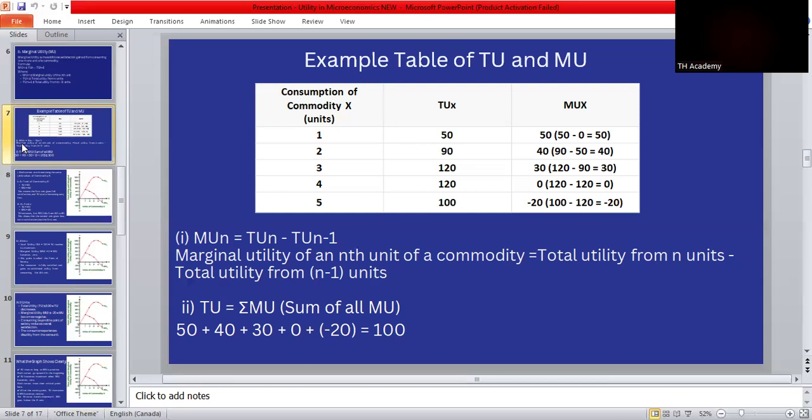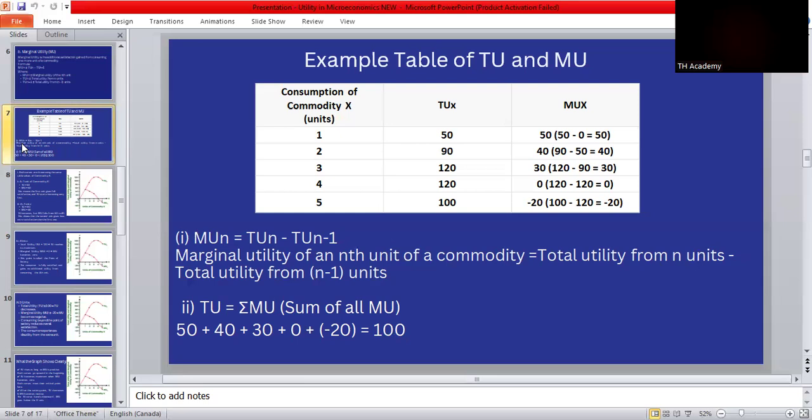So how do we find marginal utility from the TU column? Look at the TU value, the total utility value for each unit. Subtract the total utility of the previous unit from the total utility of the current unit. If total utility increases, MU or marginal utility is positive. But if total utility stays the same, marginal utility equals 0. If total utility decreases, marginal utility is negative.